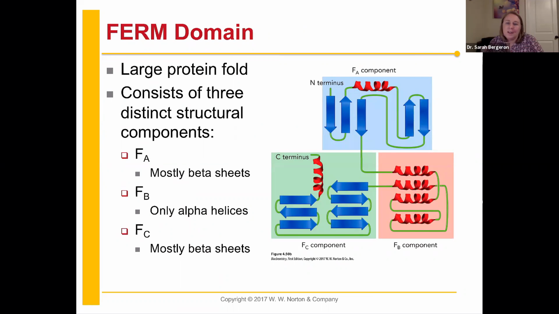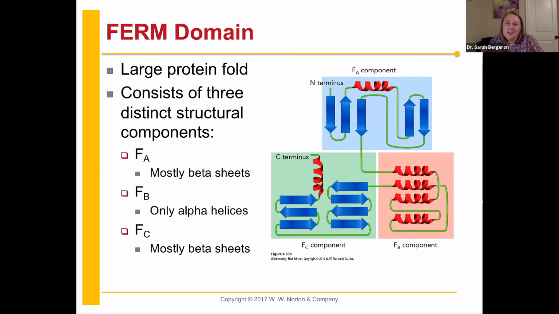All right, the FERM domain. This is a tertiary structure that's found in 4 different cytoskeletal proteins. Not any of my favorite cytoskeletal proteins, but in some of them. And so what's kind of interesting about the FERM domain is that it was named by taking a letter from each of the different cytoskeletal proteins, which I think was kind of not nice, but that's okay.